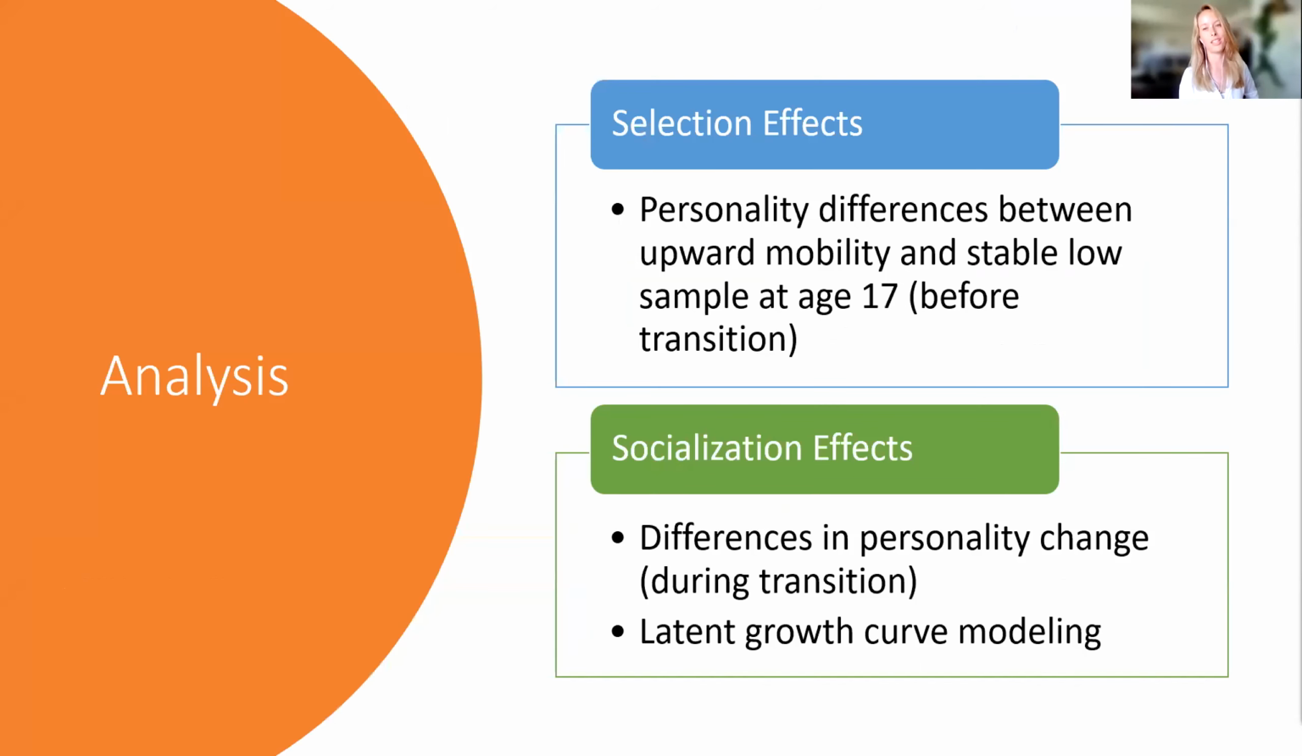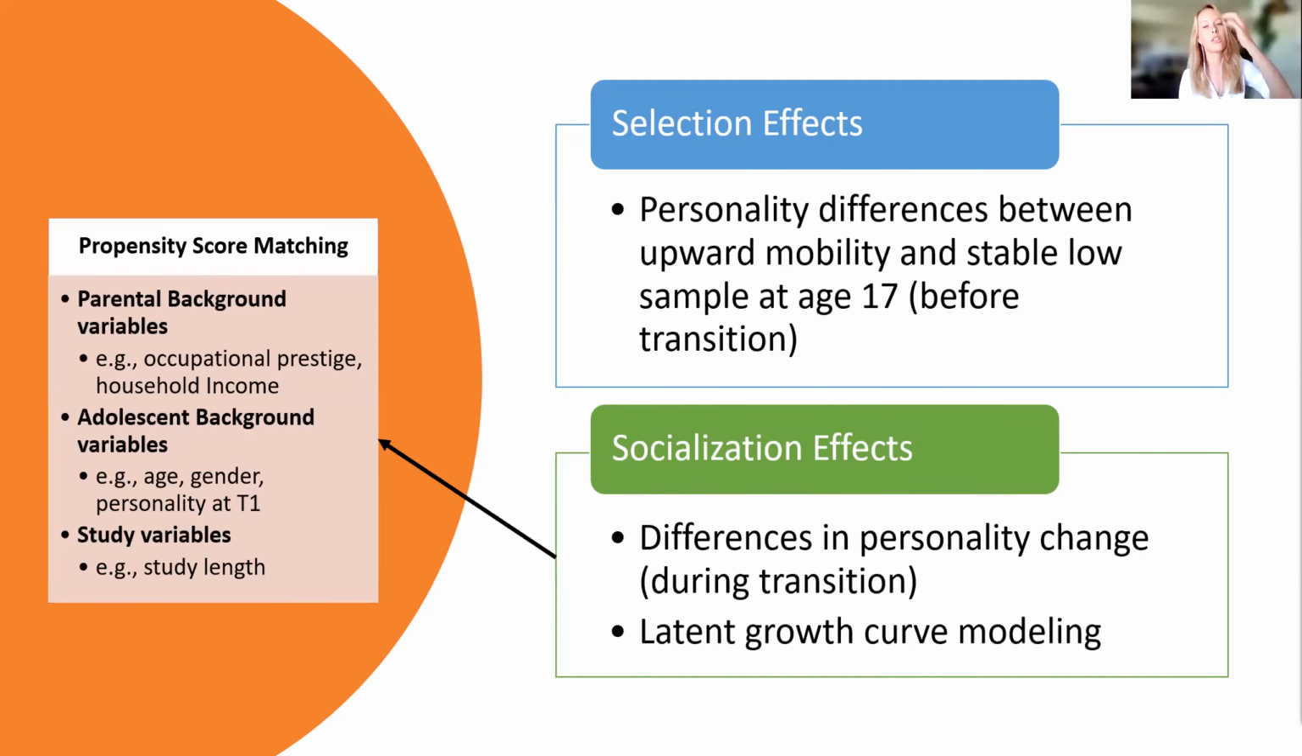So to study selection effects, we looked at personality differences between the upward mobility and stable low sample at age 17, so before the transition to university. And socialization effects, so changes in personality, were studied by looking at differences in personality change during the transition to university using latent growth curve modeling. For the second question, we use propensity score matching to control for pre-existing differences between the two subsamples. We controlled for parental background variables, but also adolescent background variables and other important confounders such as study length. And what's also included here is the personality measure at the first time point, so it's at age 17, as a matching variable.